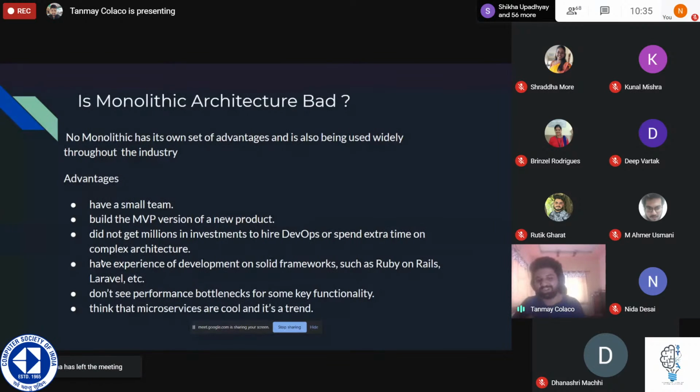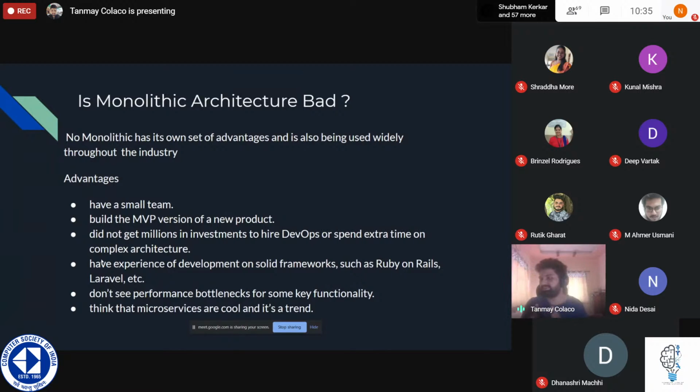And this is the last point: if you don't think microservices are good and you think you can handle a very complex monolith architecture, go with it. It's your own wish. It's your own company, your own technical decisions that you have to go with. So these are some of the advantages of having a monolith architecture.